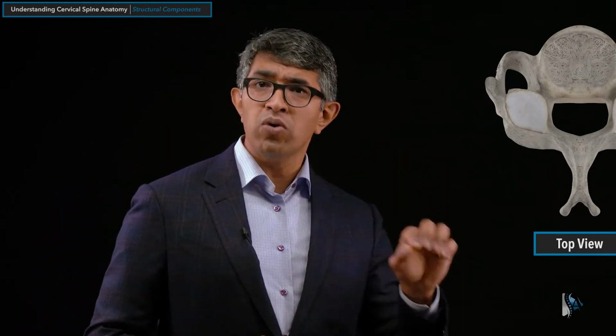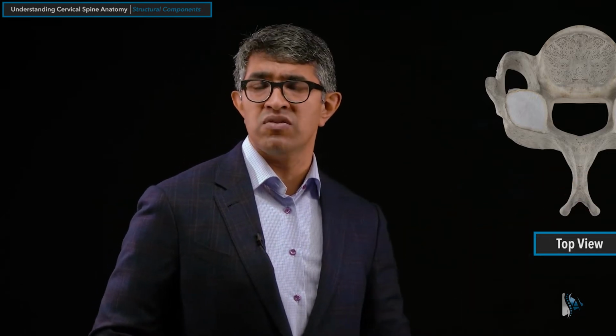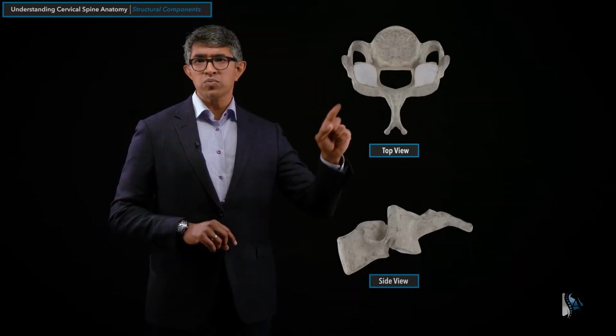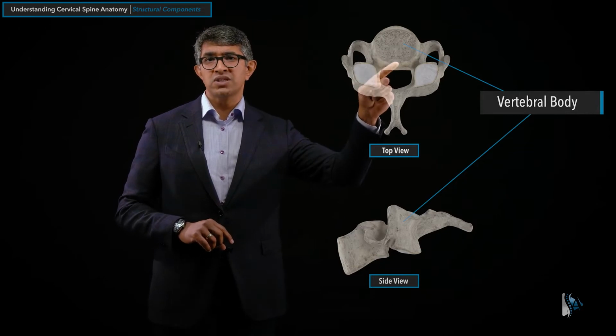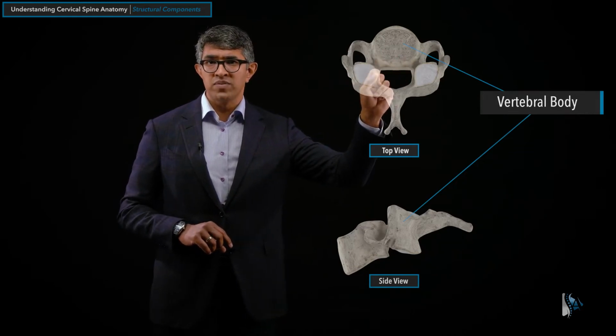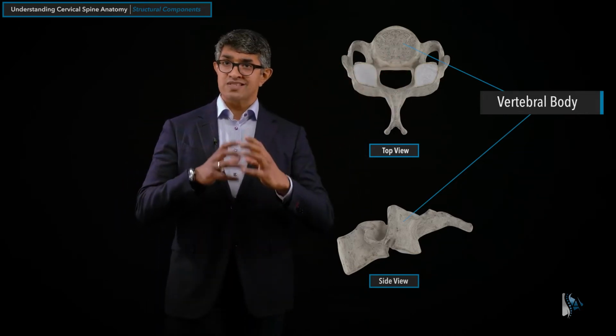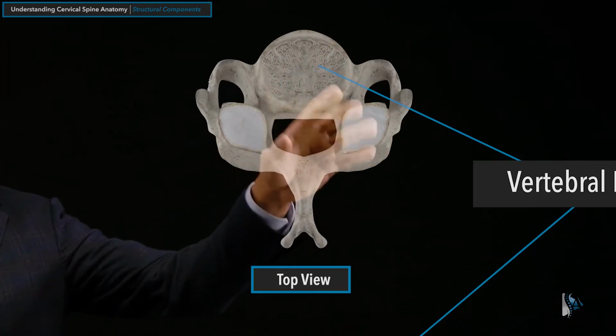So the important structures that we want to highlight when we're going through a single segment are the components that make up that segment, because these are terms that you're going to hear as we talk about things in future chapters. So the most important structure to really talk about would be the vertebral body. That's the front part of the spine. This looks a little bit like a tuna can. It's cylindrical. So looking at it from the top, you can see it's kind of an oval.